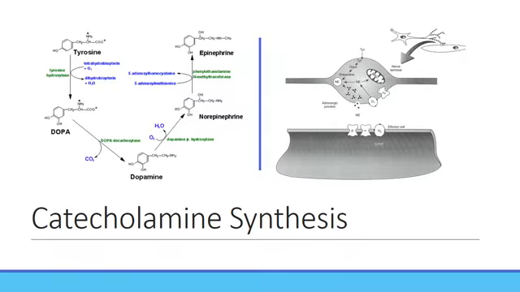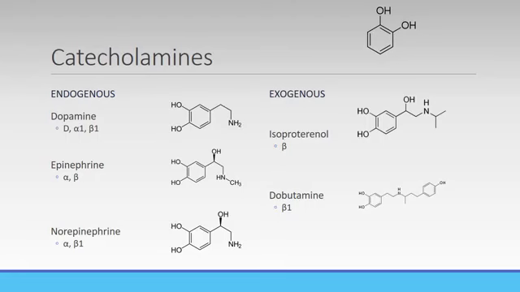So here you can see the cascade in terms of the synthesis of these catecholamines. Starting with tyrosine, we move to dopamine, norepinephrine, and epinephrine. So the thing to remember essentially is that epinephrine is a byproduct of norepinephrine. Here we see a variety of the different types of catecholamines. We've got our endogenous on the left and our exogenous on the right. And the thing to really remember is that they're all catecholamines because they have that same catechol structure that you see in the upper right corner.